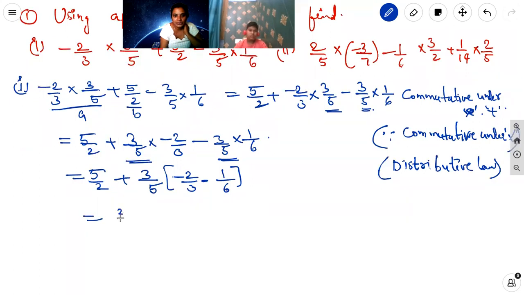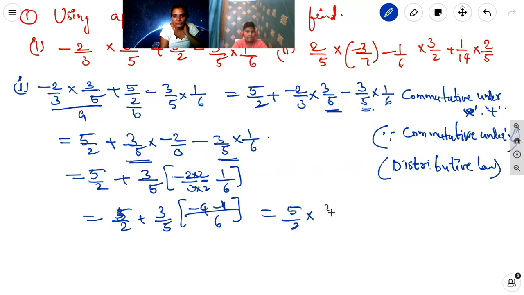So it is equal to simplify 5 by 2 plus 3 by 5. Taking the LCM of 3 and 6, the LCM is 6. 3 twos are 6, 6 is the LCM, minus 4 minus 1, minus 5 by 6. It is equal to 5 by 2 plus 3 by 5 into minus 5 by 6. 5 ones are 5, 3 ones are 3, twos are.